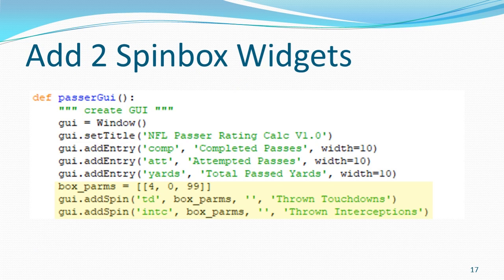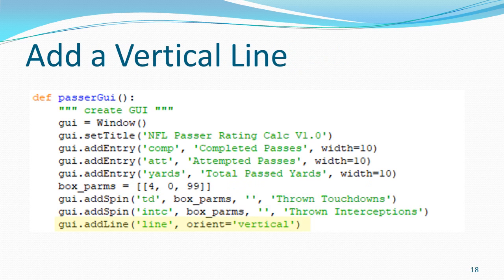So now we're ready to add our 2 spinbox widgets in the code, and you've already seen that, so it shouldn't be any surprise to add this to our passer GUI function. Now we're ready to add our vertical line, and we're just going to give it a tag of line. And remember, lines usually are horizontal, so we have to have that orient optional argument that makes it vertical.